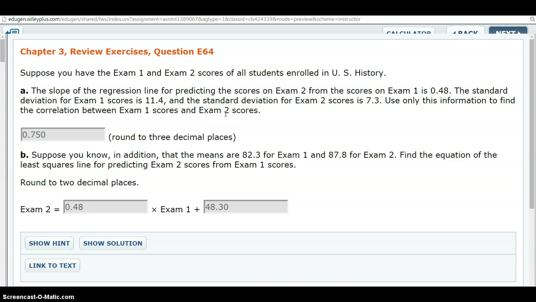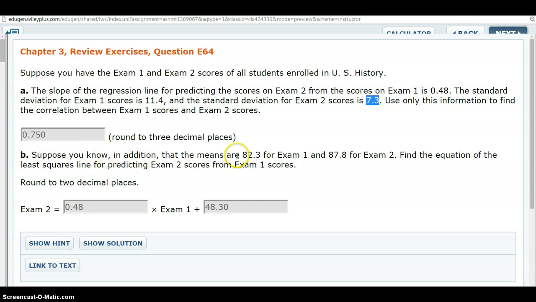And how do I know what is x and what is y? So I'm predicting the scores on exam 2. Whatever I'm predicting is my y value. So whatever my exam 2 standard deviation, this 7.3, that would be my standard deviation for y. That would be my S sub y, and then the other would be S sub x. So that gets me my 0.750.